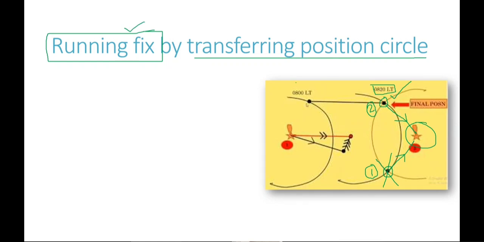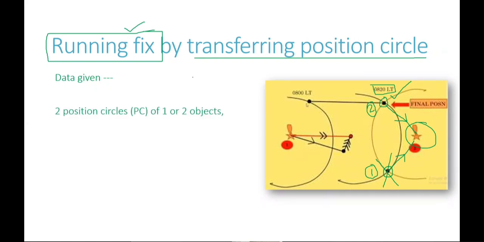So let us see now what is the data given in these types of questions, and let us try to plot it on the chart. Let us see, if we have two position circles, how do we plot them on the chart and how do we obtain our positions.